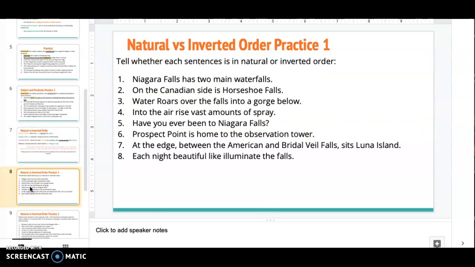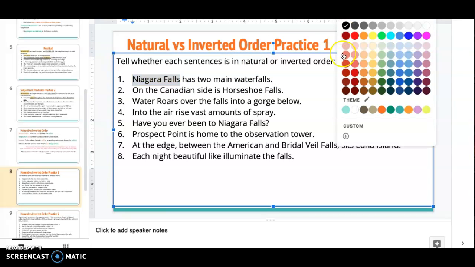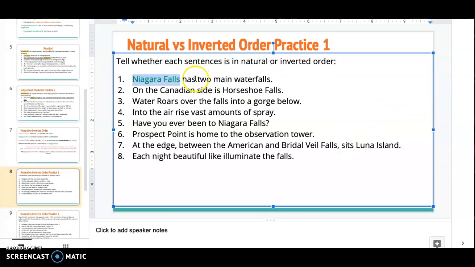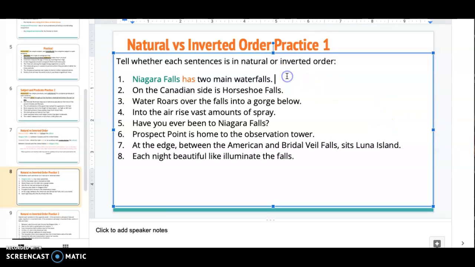Ready? Okay. Tell whether each one is natural or inverted. Remember, natural meaning subject then predicate, inverted meaning predicate then subject. Niagara Falls has two main waterfalls. So I see the subject here, and the predicate has. This tells me that it is a natural order.